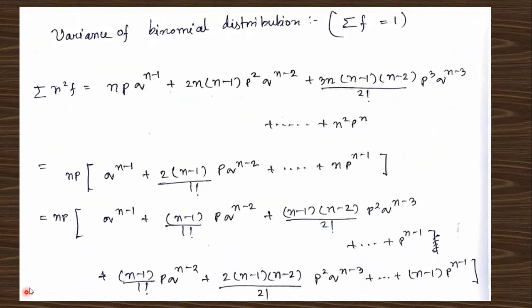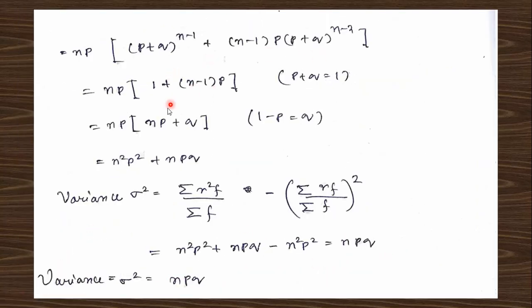After summing this, you will get this answer. After the calculation, you will get n square p square plus npq, and the variance will be summation r square f by summation f minus summation rf by summation f, whole square. So you will finally get this answer. Go through this calculation. If there is any problem, you must comment in the comment box. Go to the next one.